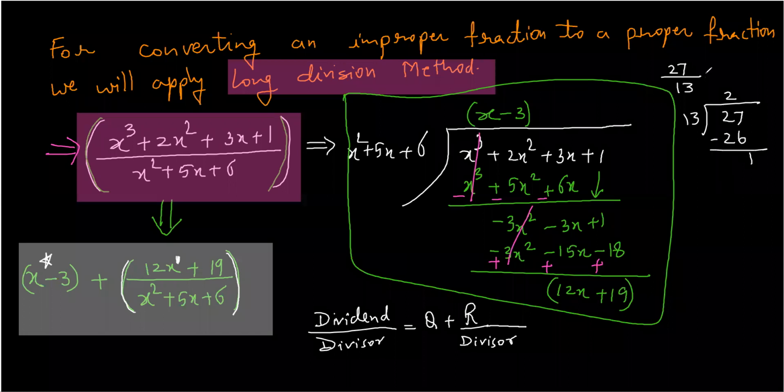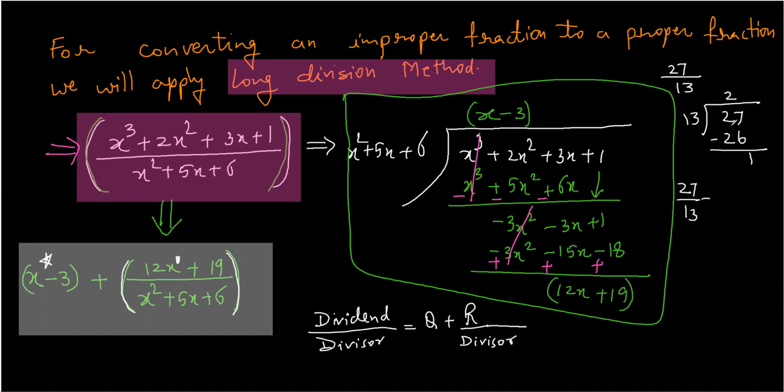So now 27 by 13, is it not 2 plus 1 upon 13? You can check, 2 plus 1 upon 13. 13 is the denominator. 13 2s are 26 plus 1, 27. So this is 27 by 13. This way also you can remember, it is always numerator upon denominator is quotient plus remainder upon divisor.